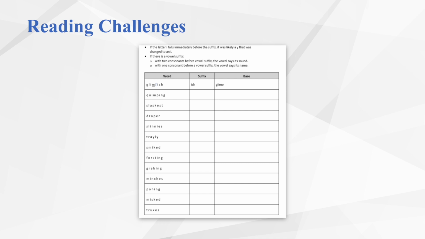So I'll record glime in the base word column, and then I'll go back and pronounce the word glimish. As you work through this activity, please follow the steps so that you know how to accurately decode the base word and the whole word. Record the suffix in the suffix column and the base word in the base word column, and then go back and pronounce the word and see if you can apply that information.